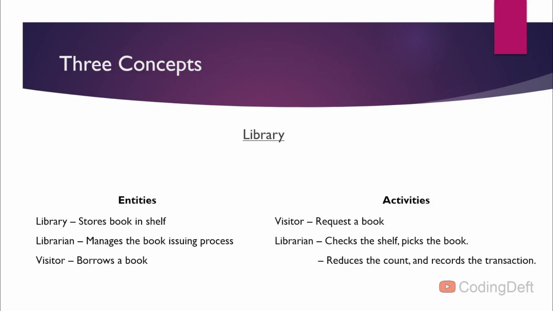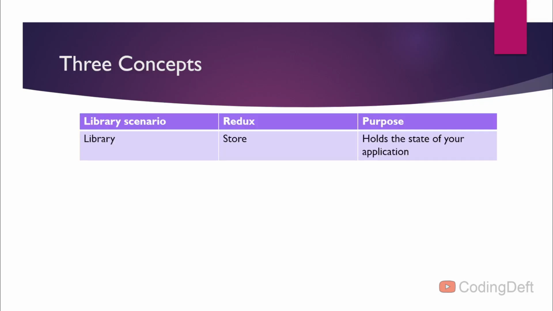Let us now connect the library example with the three core concepts of Redux. This mapping makes the technical concepts easier to digest. In Redux, the store is the library. It safely holds all the data in one centralized place. In our example, the books and their availability are managed by the library itself, just like Redux manages the state of your app. Next is action.